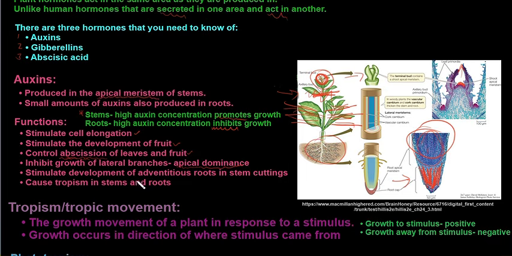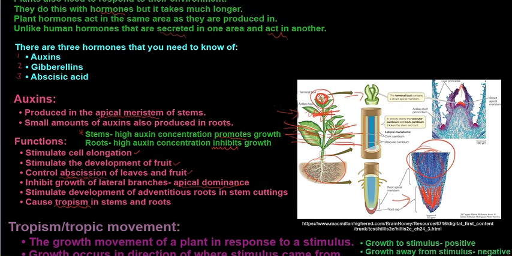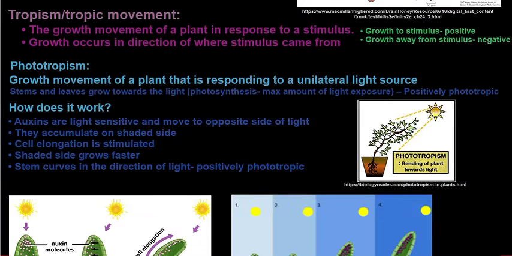Auxins also stimulate the development of adventitious roots in stem cuttings, and they will cause tropism in stems and roots. Now we are going to look at that. So what is tropism or tropic movement? It is the growth movement of a plant in response to a stimulus. So what is a stimulus that we learned with humans? Touch, smell, sound, sight, all of those are stimuli. So what would stimulate a plant to grow in a certain direction?